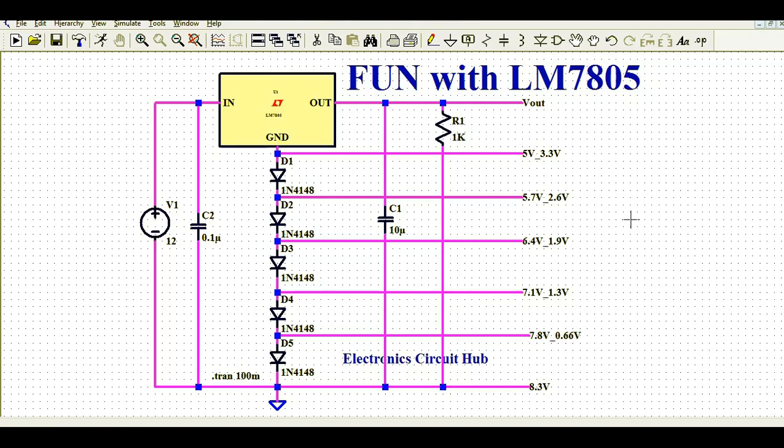So today I'm gonna have fun with LM7805. It might be an interesting topic for you, for me as well. With a single input voltage, that is 12 volt, I'm gonna generate multiple outputs. I'm gonna generate the 5 volt output, 5.7 volt output, 6.4 volt output, 7.1 volt output, 7.8 volt output, and 8.3 volt output. Along with that, I'm also gonna generate the 3.3 volt output, 2.6 volt output, 1.9 volt output, 1.3 volt output, and 0.66 volt. So that is why today's topic is fun with LM7805.